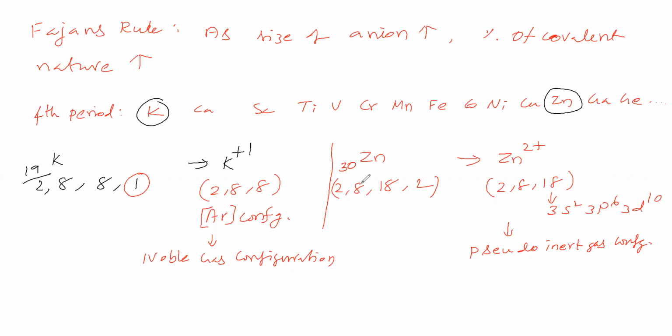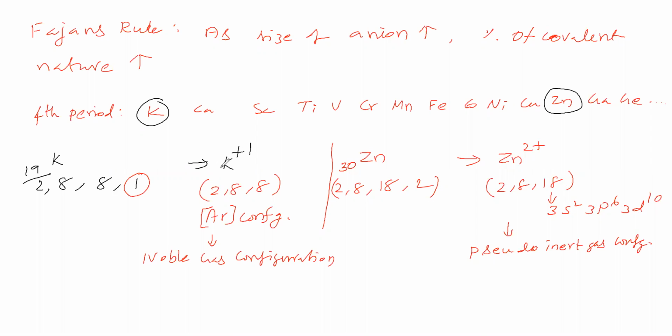In this ionic form, we are saying not in zinc atom, in the ionic form. Okay, so pseudo inert gas configuration means for that we have to see if the last shell is having 18 electrons, then we say pseudo inert gas configuration. Okay, so we are talking about Zn2 plus. This Zn2 plus last shell is having 18 electrons, therefore Zn2 plus is having pseudo inert gas configuration.